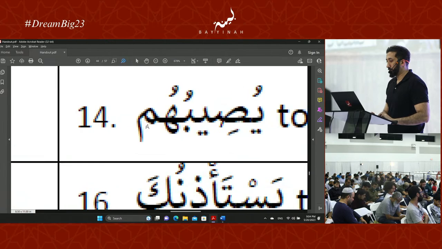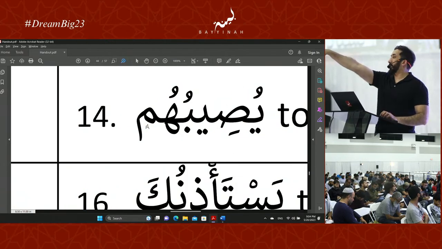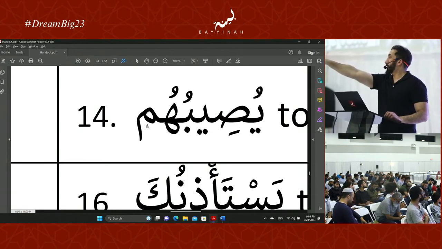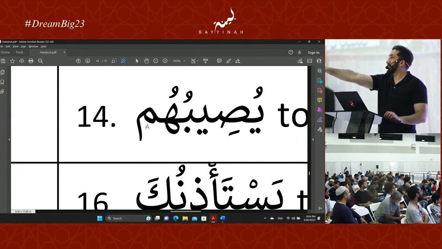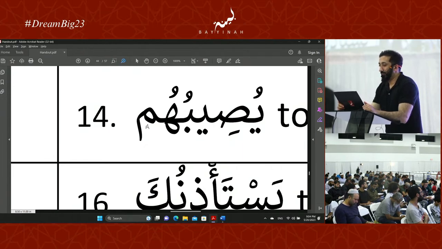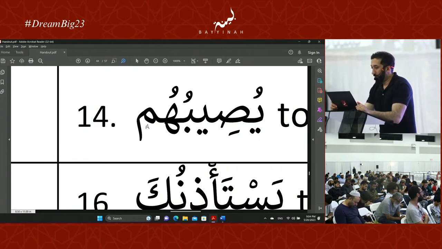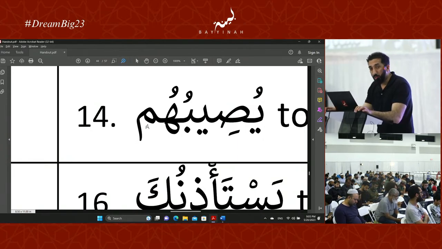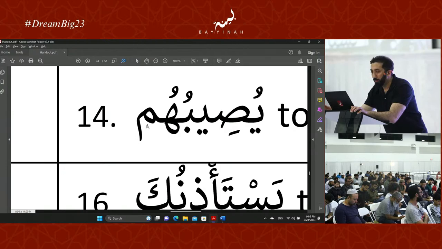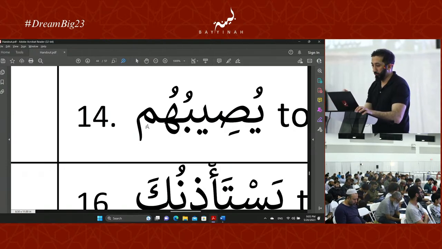Yusibuhum. In the back. We're going the wrong lane. You've got to look at me first, and then first let me point, then you shoot. Wait, she's got her hand up. Yes. Hum is the attached pronoun, so you forget it. And ya means they or he. So he afflicts them. Or another common sense meaning could be what? It afflicts them. The he could be it, right? So it afflicts them.